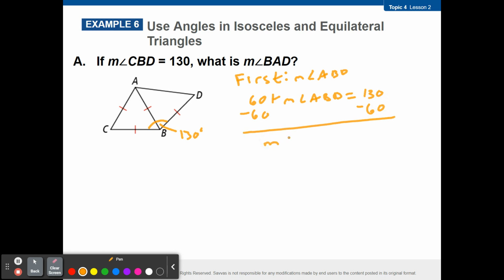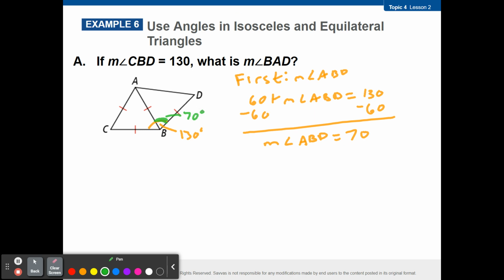This leaves me with the measure of angle ABD. What did I get? I get 70. So that's telling me that this angle right here is 70 degrees.